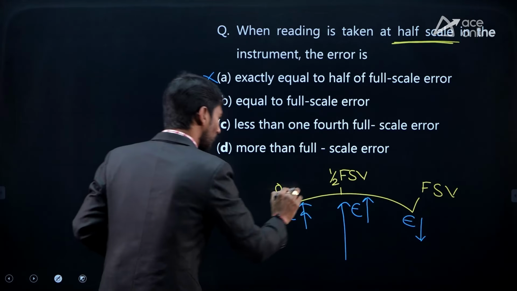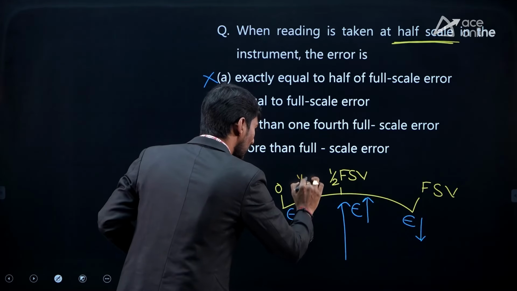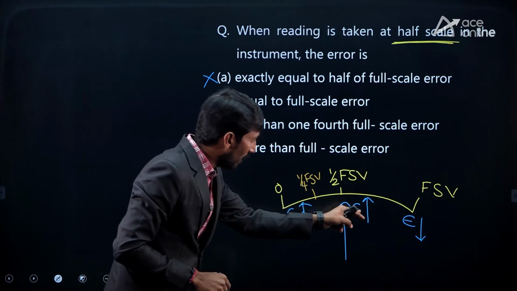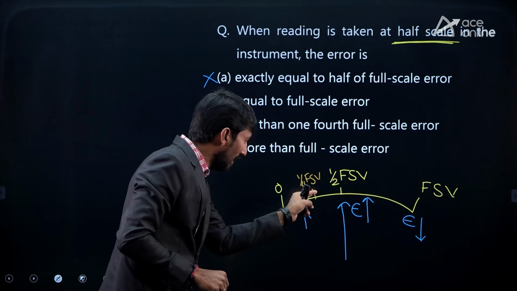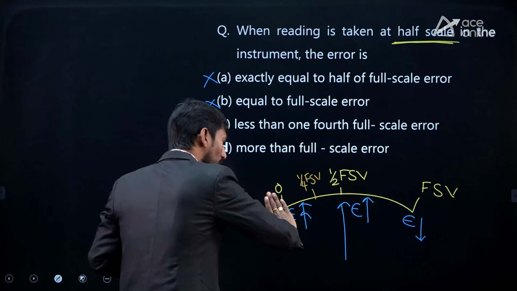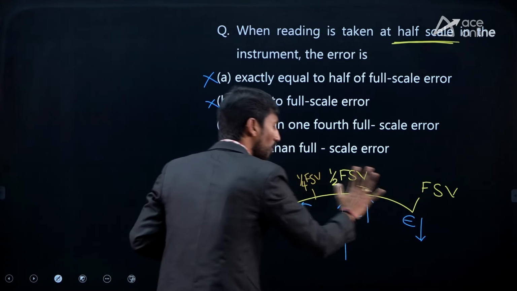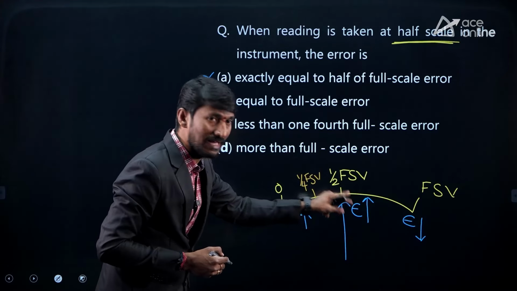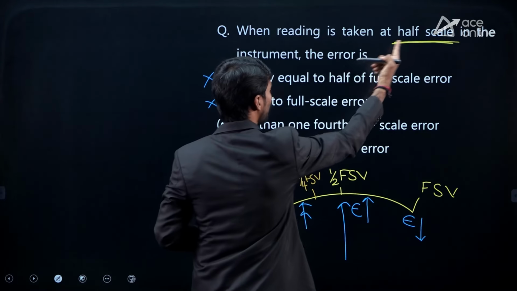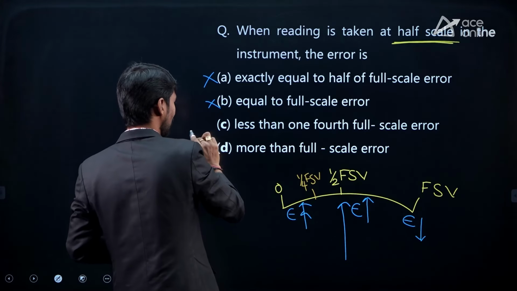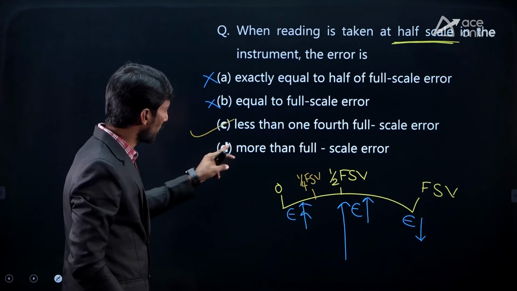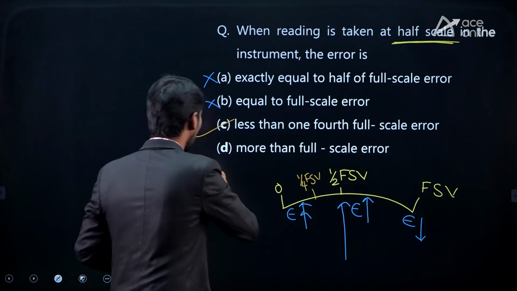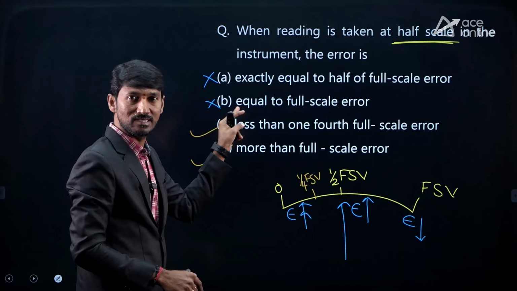So where is the 1/4 full scale? Let me take, this is the 1/4 full scale value. What will be the error? The error at half full scale will be less than this one. Why, sir? If I keep on moving this side, error keeps on getting reduced. Therefore, the quarter full scale value error is more than this, and the half full scale value error is less than this. Correct? Right. Next one. More than full scale error. Yes. Compared to full scale error, it will be more. Correct? So therefore, yes, options are C and D.